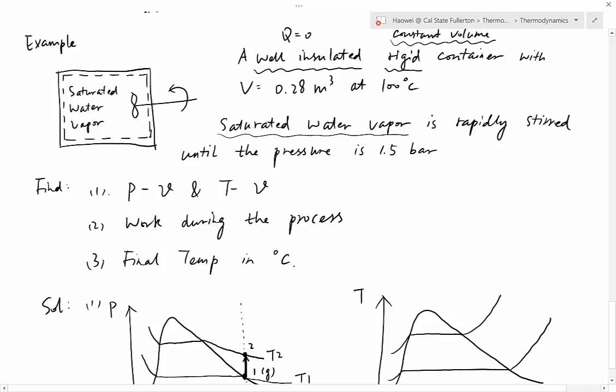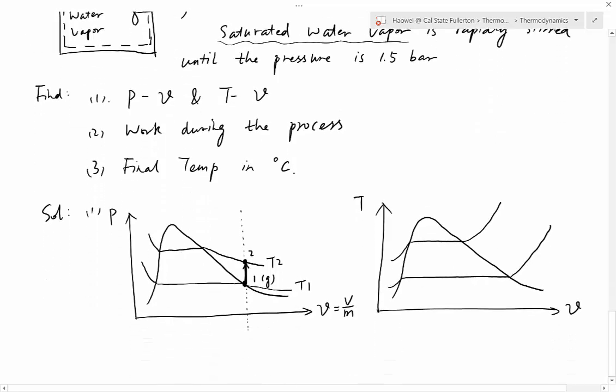For 1 to 2, the paddle wheel is turning, transferring energy into this water vapor. So the water vapor will gain more energy. If the water vapor gains more energy, what's going to happen to the pressure? The pressure will go up. So P2 must be higher. If P2 is higher, then the top line should represent P2 and the lower line should represent P1.